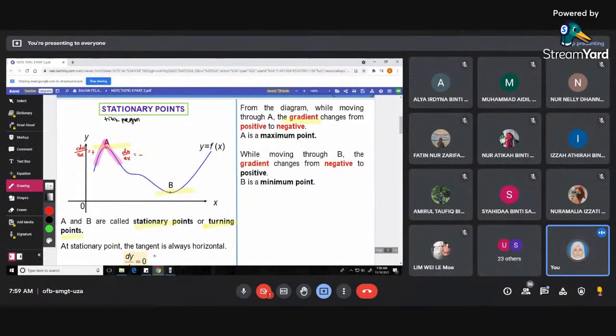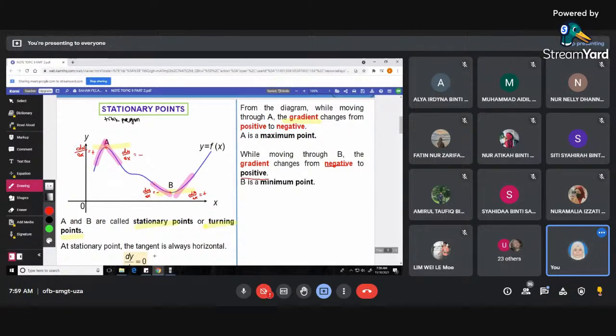While moving on through B, the gradient changes from negative to positive. Maksudnya pada titik B di sini dia berlaku perubahan, iaitu keturunan dia. For example here, kalau saya buat garis tangent di sini, dia akan jadi maksudnya dy/dx is equal to negative. Sebab straight line kan, kalau arah ni kan negatif, and the other one is dy/dx is positive.